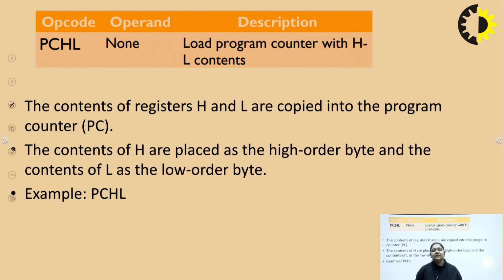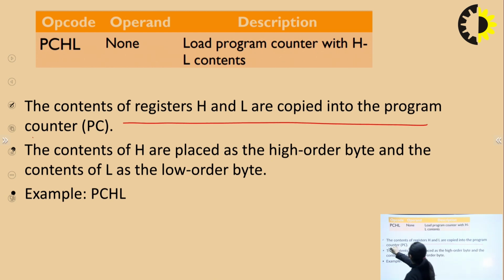Next is PCHL. PC here denotes the program counter. Program counter is also of 16 bit and HL register pair is also of 16 bit. What will happen here? The contents of register pair HL will be copied in the program counter. Here we are not exchanging anything. We are just copying it. HL pair will be copied in the PC register pair.